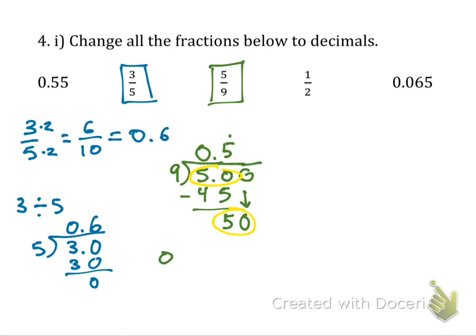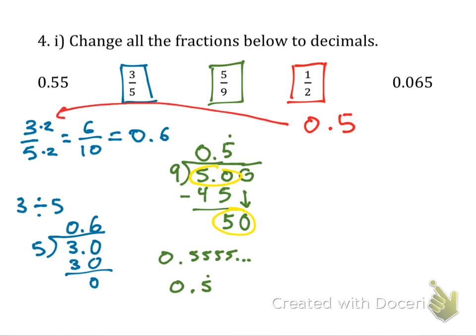So 0.5555 dot dot dot, which is the same as saying 0.5 with a dot on top. And lastly, 1 over 2. Most people got this question without any difficulty. People just realized, for the most part, that this is equal to 0.5. And if you want to see a little bit of work for it, just think about what we did over here, and I'm pretty sure that you can come up with it on your own.